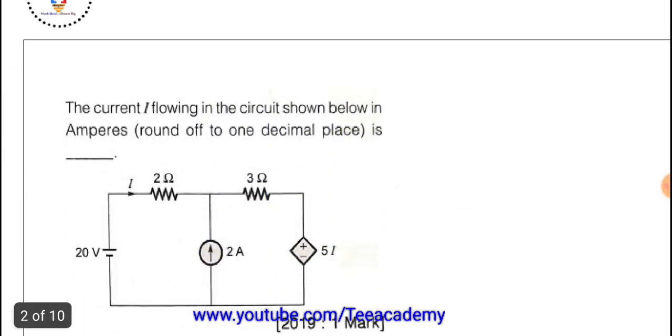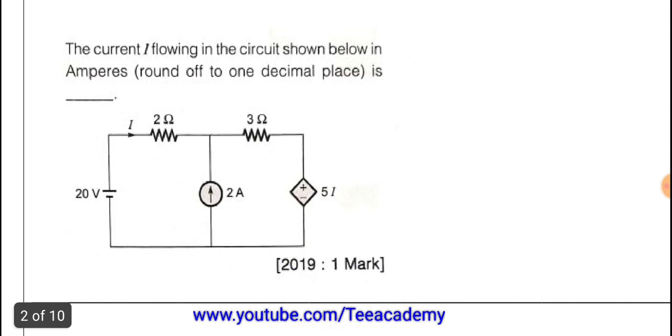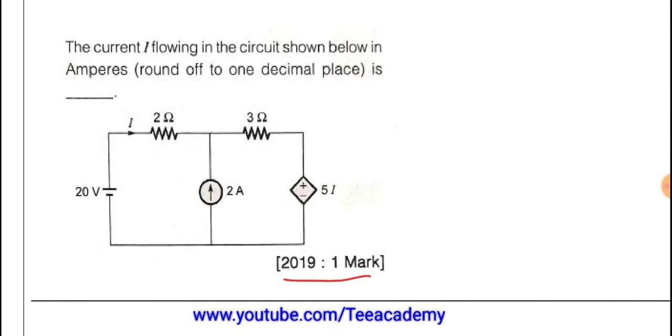Okay, next question, friends. This question was asked in GATE 2009 for 1 mark. The current I flowing in the circuit shown below, in amperes, rounded off to 1 decimal place, is? So this is the question asked here. For this question, assume there is a node point X here, and the voltage across the current source we will consider as Vx.